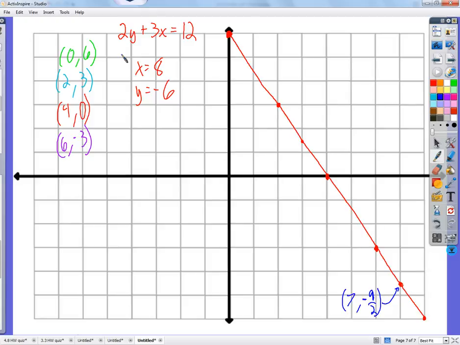The significance of it is, if y is -9.5 and x is 7, let me show you what John's saying here. If y is -9.5 and x is 7, then this is 2 over 1. What happens when you multiply -9.5 times 2 over 1?